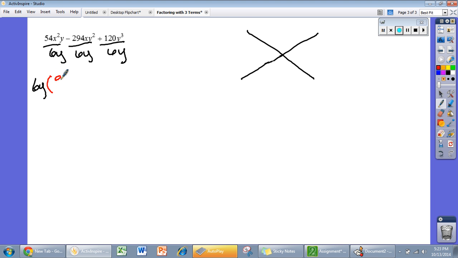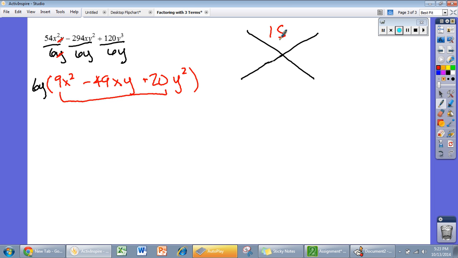That leaves me with 9x squared, because the y's are canceling, minus 49. Negative 294 divided by 6 is negative 49xy, and 120 divided by 6, that's positive 20y to the third divided by y is y squared. So here we go with our field goal method. 9 times positive 20 is a positive 180. My middle term is a negative 49.